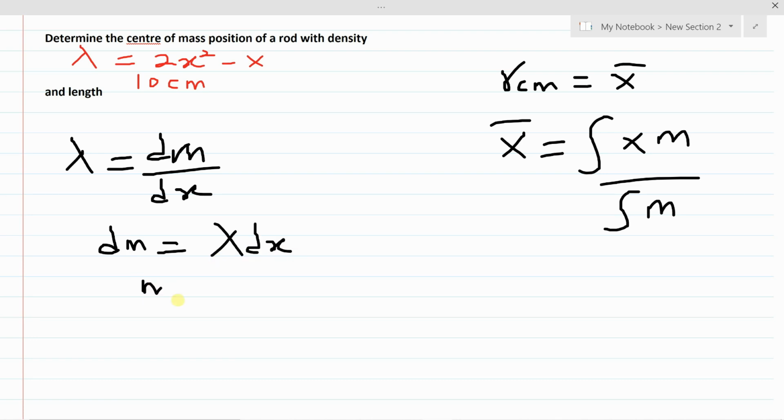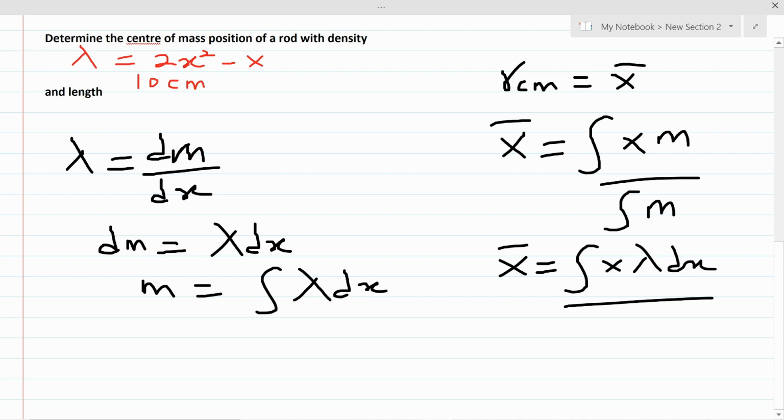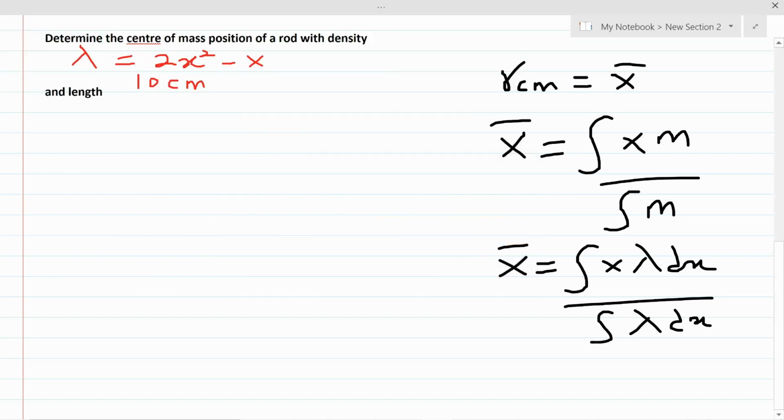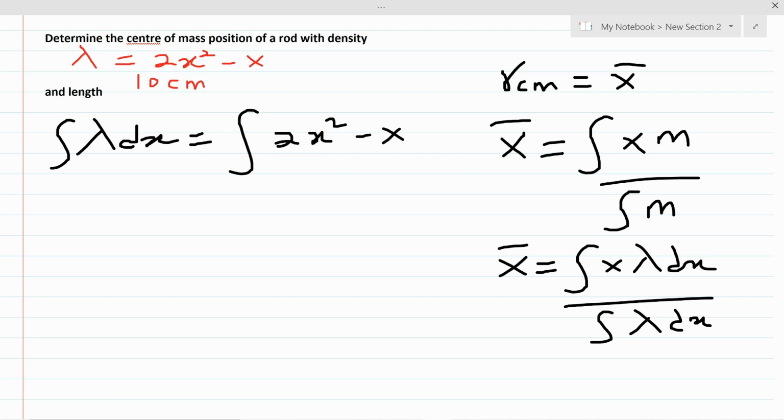So our m here will simply be the integral of lambda dx. Since we are dealing with only one dimension, there's not going to be any double integral. So our x bar will be equal to the integral of x dm, which is lambda dx, over the integral of lambda dx. So with this, the integral of lambda dx will simply be equal to the integral of (2s squared minus x) dx.